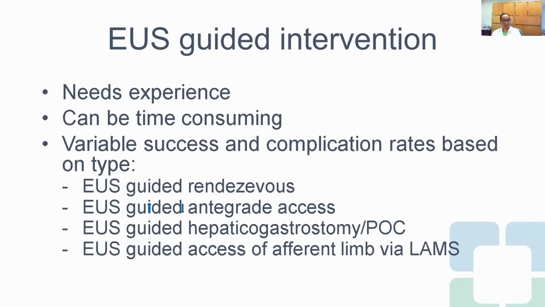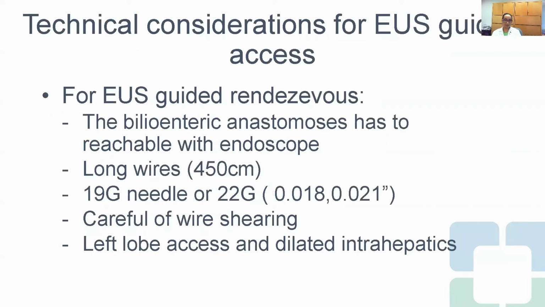So obviously these need more experience. They can be time consuming, and they can take up a chunk of your schedule. The success and complication rate are quite variable based on what type of EUS-guided intervention you are doing. Is that rendezvous, antegrade access, hepaticogastrostomy with peroral cholangioscopy intervention, or are you trying to access the afferent limb via LAMS?